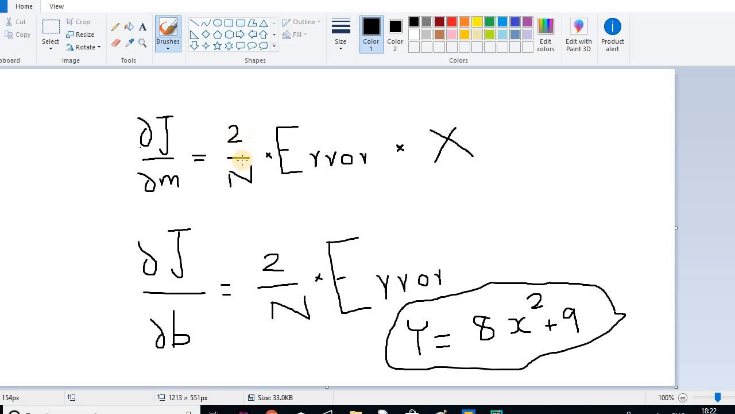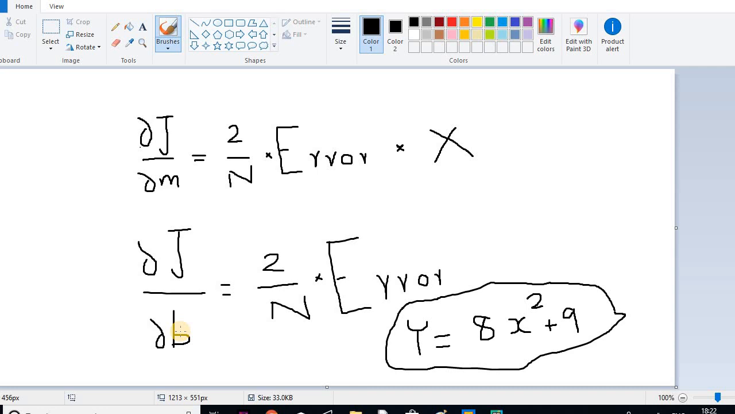It is equal to 2 by n into error into x. This is dou J by dou m, where m is the weight of the network. Normally it is the slope, but in neural networks and machine learning we call m the weight. And dou J by dou b, where J is the cost function and b is the bias, is the partial derivative with respect to b.